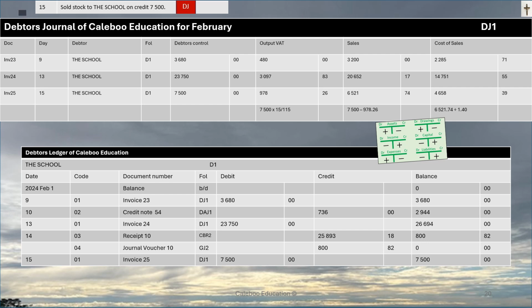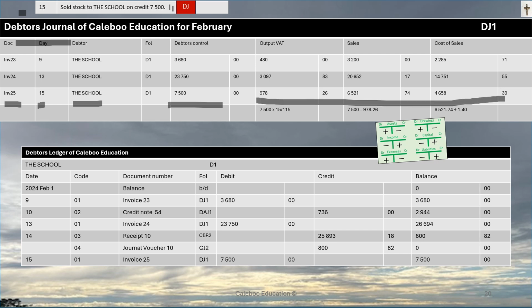On the 15th, sold stock to the school on credit, 7,500. Remember, all these transactions include VAT, unless otherwise stated. So that 7,500 includes VAT. A credit sale gets recorded in the debtor's journal. It was invoice number 25 on the 15th. Who's the debtor? The school. What was the full amount? 7,500. Those calculations not for the purpose of this video.